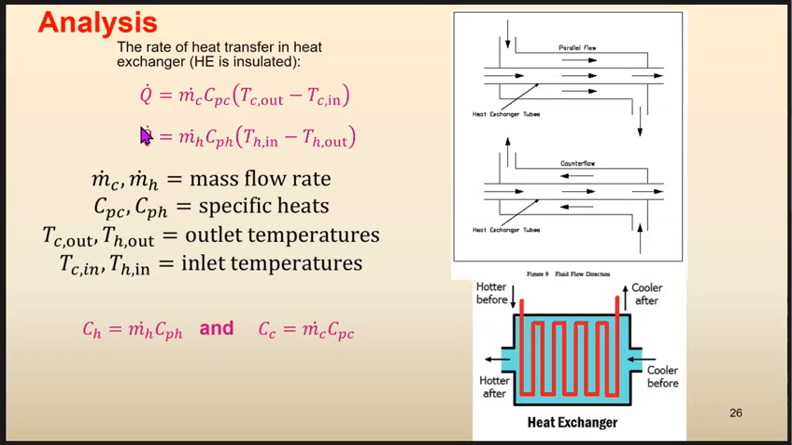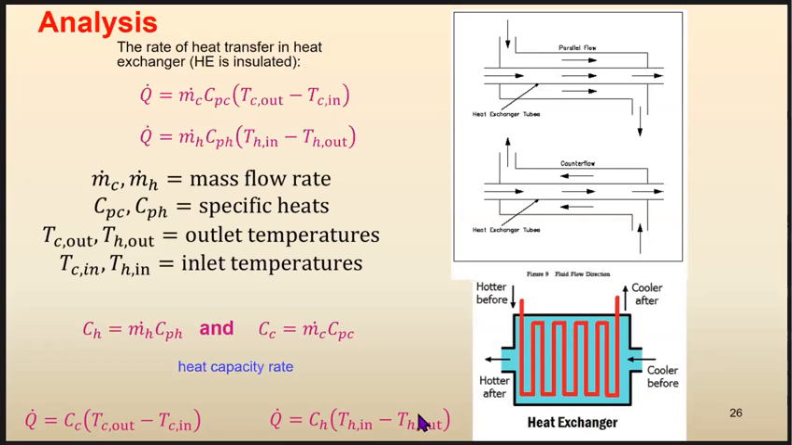Also, the product of mass flow rate and specific heat is called heat capacity rate. So instead of writing m dot times c sub pc, or m dot times c sub ph, we write just capital letter C sub h, capital letter C sub c. So we can simplify those two equations into this form. Okay, so these are the heat transfer rate at the cold side and heat transfer at the hot side.